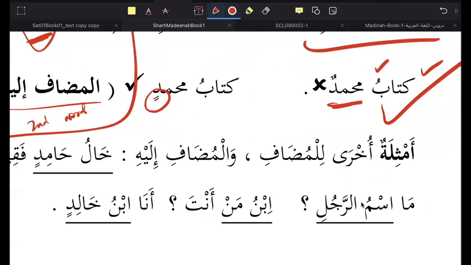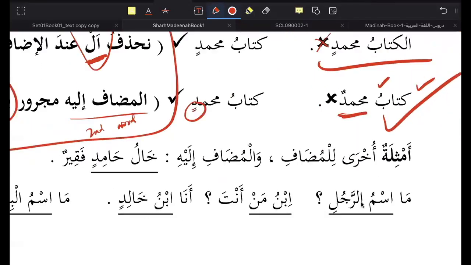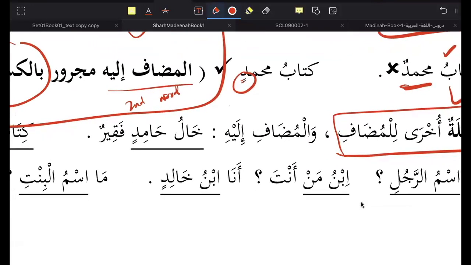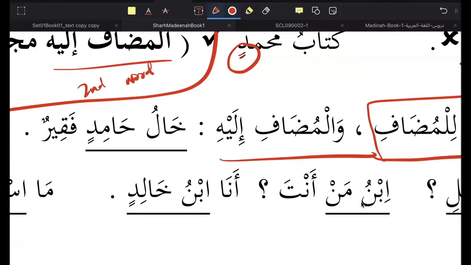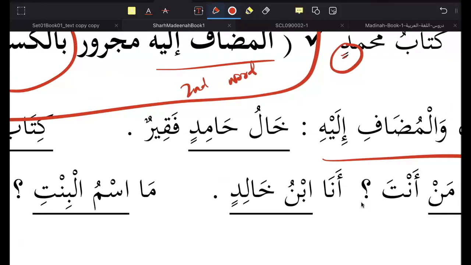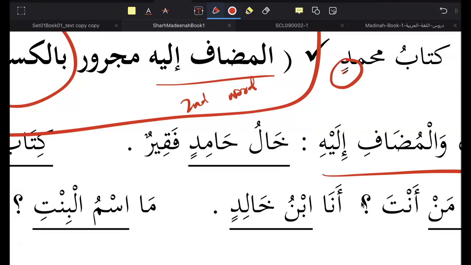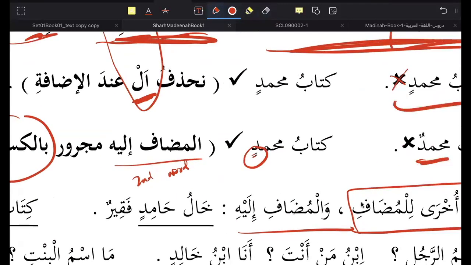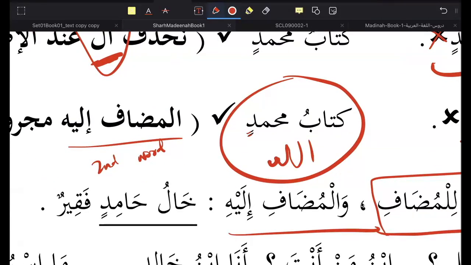Very simple. Now he gives you a lot of examples. He's giving you additional examples for the mudaf and the mudaf ilayhi. So he's going to give you additional examples for the idafa basically. It says, Khalu Hamidin Faqir. Okay, so now these are a little bit complex. So here we just made the construction. It's not a complete sentence. If you say Kitabu Muhammadin, okay, good. What about the book of Muhammad? You're not making a complete sentence. You need to say something about this sentence. It's almost like saying Al Kitab. Okay, you say Al Kitab.